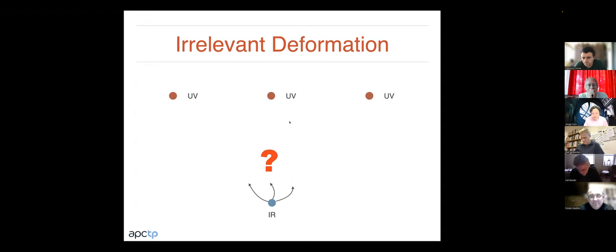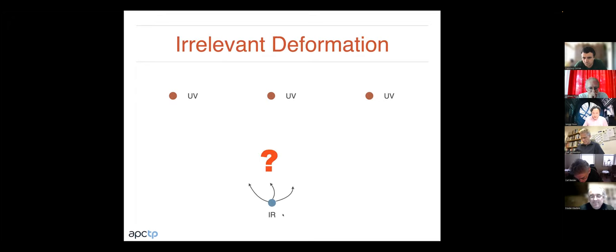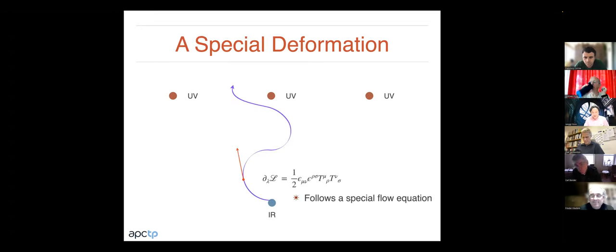If you see the previous slide, the reverse direction is not unique, so going in this UV direction is usually ill-defined. People used to say that irrelevant deformation is not so well defined, unlike relevant deformation, because there are infinitely many ways. But there is a very special deformation following a very special flow, and the flow equation is exactly given here. It's not really an RG flow, but they just follow some special flow.